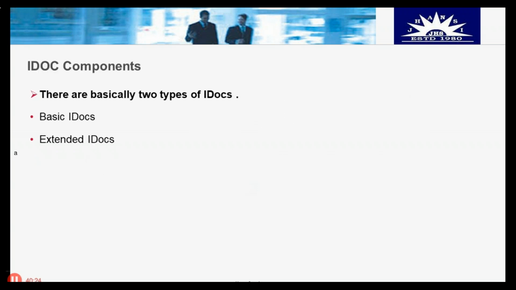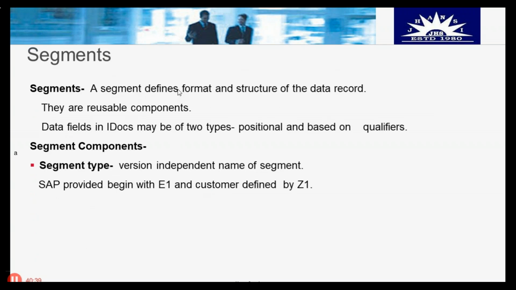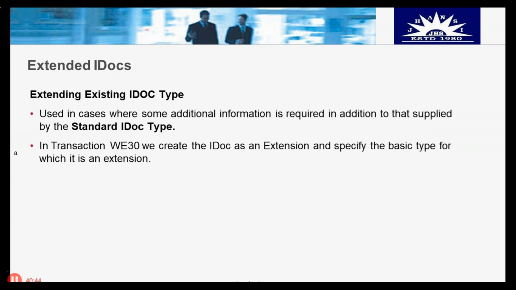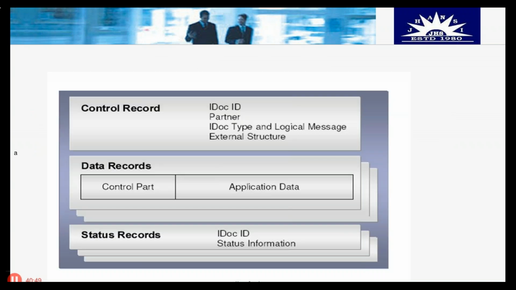So we'll discuss that. There will be two types of IDocs: basic IDocs and extended IDocs. We'll see both types. As we discussed, an IDoc contains segments internally. We'll create the IDoc in the WE30 transaction, and we'll be creating the segments in the WE31 transaction. Then we'll create the message type and attach this IDoc to the message type, which we'll see now. Every IDoc will have three records: control record, data record, and status record, which we'll see in detail.